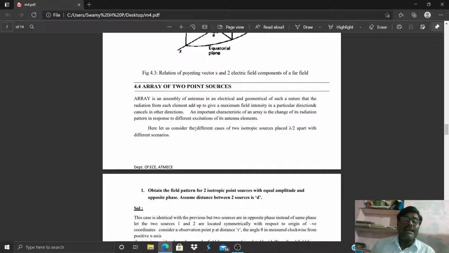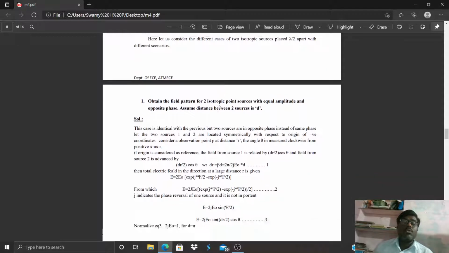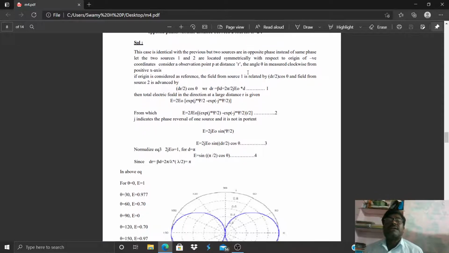Okay, let us consider different cases of two isotropic point sources placed lambda by 2 apart, with different scenarios. We are going to consider two different cases. Two isotropic point sources are connected on an array axis, with the distance between the two point sources lambda by 2. What is the first scenario? Here you have to obtain the field pattern for two isotropic point sources connected on the array axis with equal amplitude. Input power is equal, or input voltage is equal, or the amplitude of the input signal is equal, but in opposite phase. Assume the distance between the two sources is d.